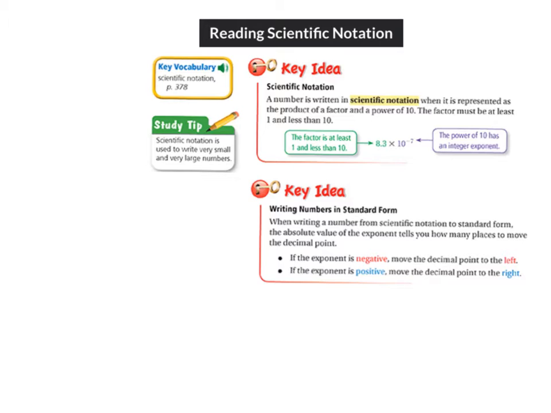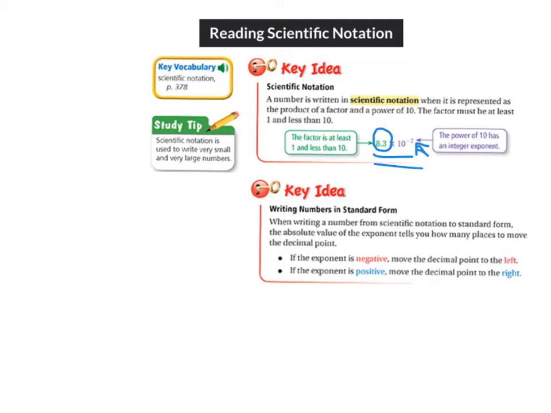A number is written in scientific notation when it is represented as the product of a factor and a power of 10. The factor must be at least 1 and less than 10. So when you see it, this number in front has to be less than 10, but at least 1. So it can't be a 0 point something decimal. And then the power or exponent is an integer, and it can be either positive or negative. The negative means it's a very, very small number because it's less than 0. And a positive means it's becoming a larger number.